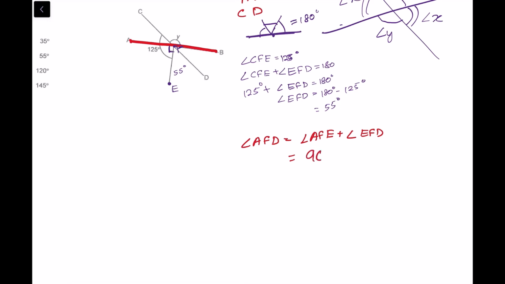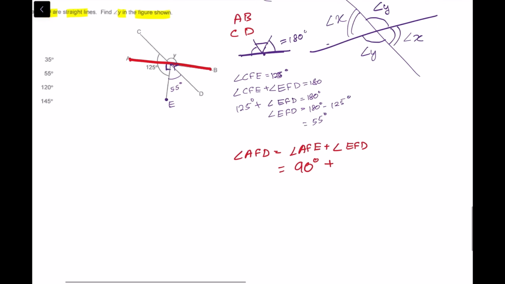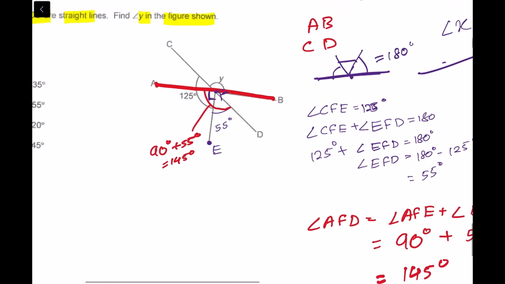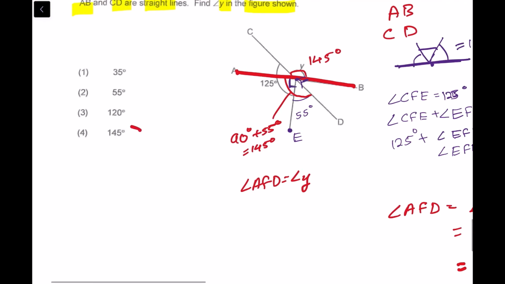I don't know if you can see it, but it's given, it's the right angle. So this is 90 degrees plus angle EFD, which is found out in the previous part, like above over here, which is 55 degrees. 55 degrees plus 90 degrees would give us 145 degrees, which means that this whole angle AFD is equal to 90 degrees plus 55 degrees, which is 145 degrees. And I just told you that angle AFD is equal to angle Y, since they're vertically opposite. So angle Y in this case would be 145 degrees. So your answer is 4.